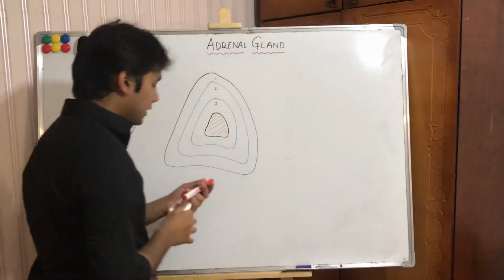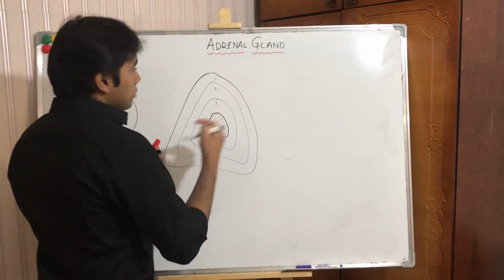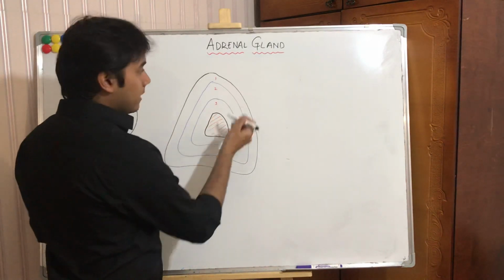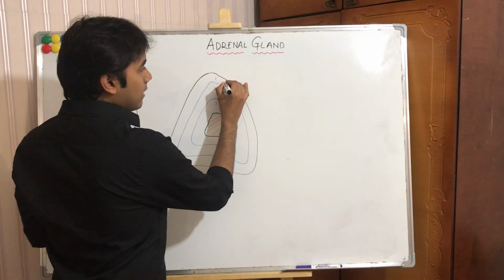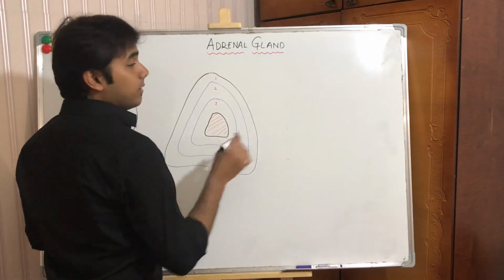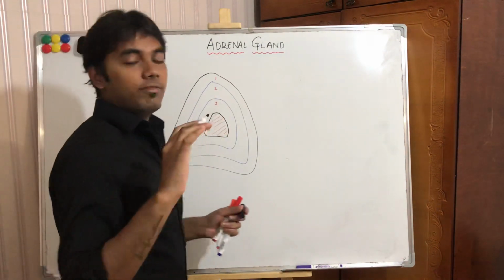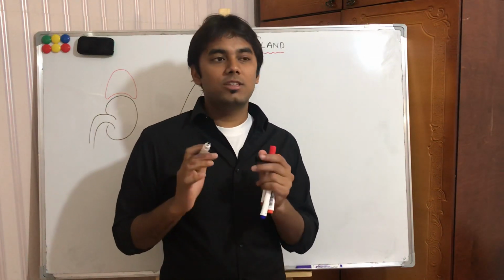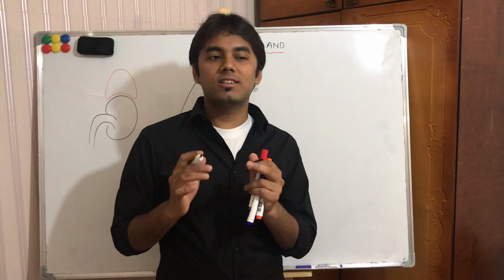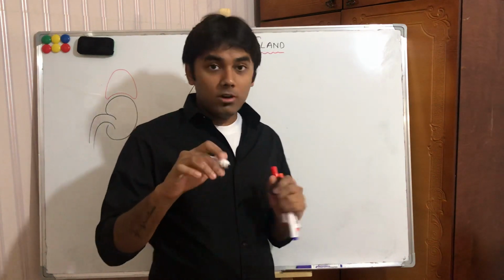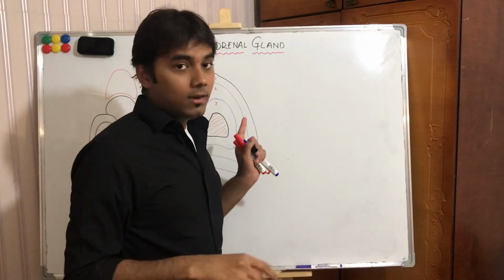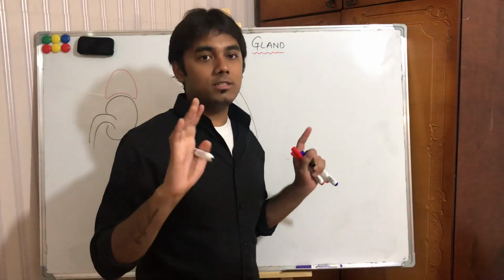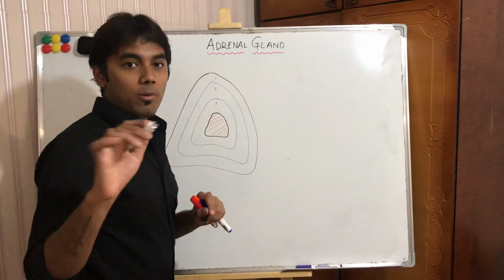For that reason, I'll give you a mnemonic now. First of all, let's name the layers. The outermost layer is named as, okay, before that I'll give you a mnemonic. Look, GFR. What does GFR stand for in your renal physiology? GFR stands for glomerular filtration rate, right? But glomerular filtration rate has nothing to do with the adrenal gland. But for a while, just think GFR stands for glomerular filtration rate.